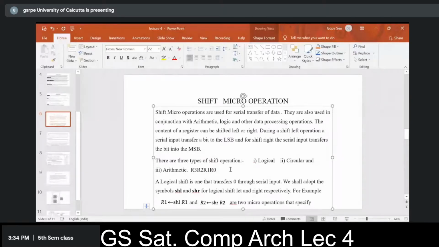I will not write the subscripts, it will take time. Say your register R1 contains the values R0, R1, R2, R3, 4 bits. Now if we execute shift left, what will happen? R2 will go to the place of R3. R3 will be out of the register, R3 will be lost. R2 will go to the place of R3, R1 will go to the place of R2, R0 will go to the place of R1, and a vacancy will be created in R0.